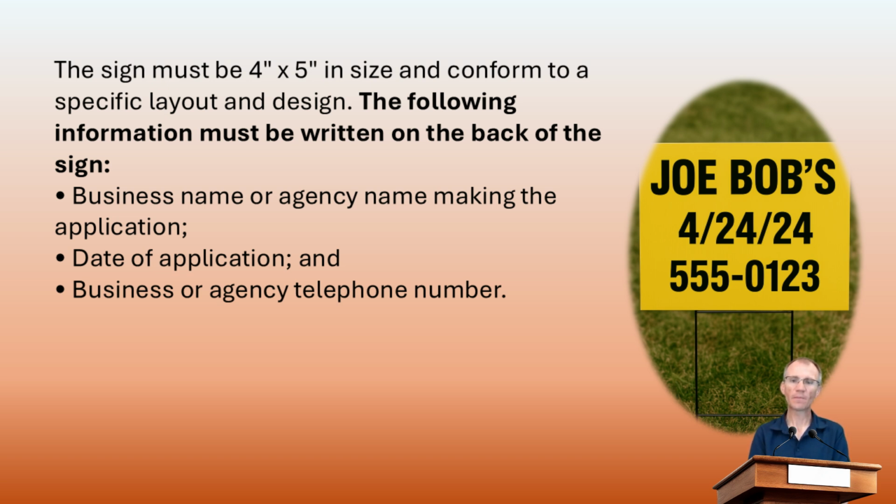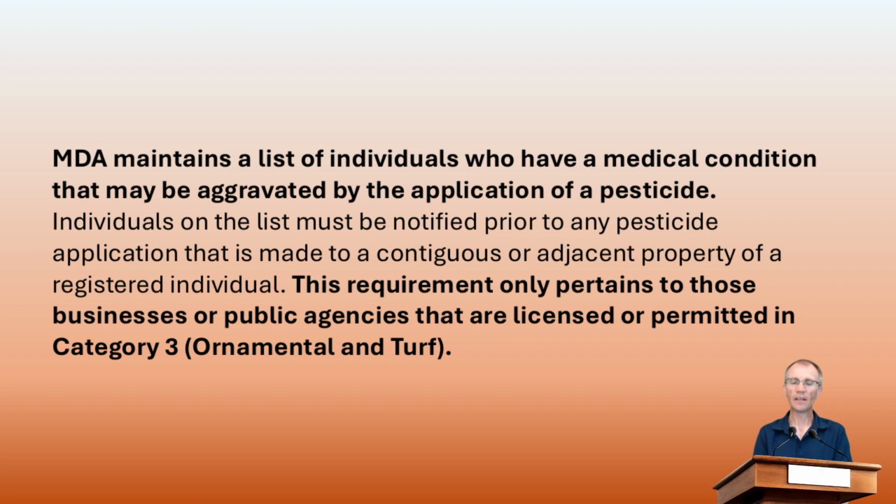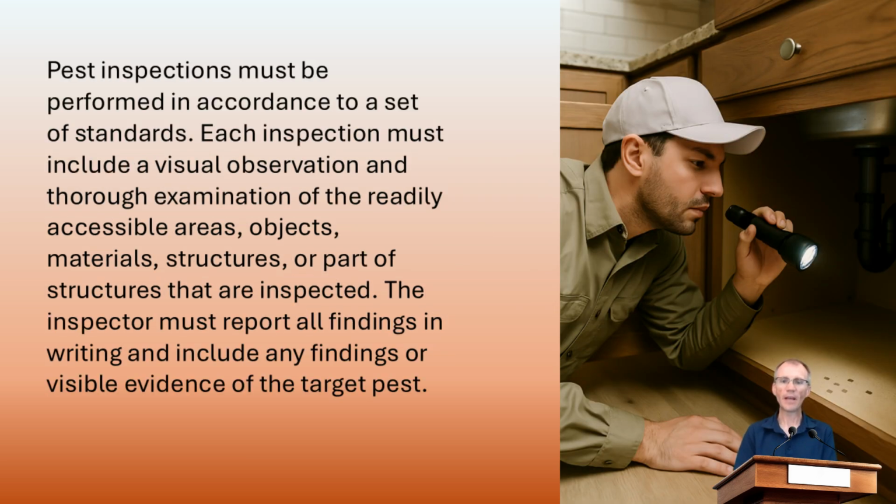The following information must be written on the back of the sign: business name or agency name making the application, date of application, and business or agency telephone number. MDA maintains a list of individuals who have a medical condition that may be aggravated by the application of a pesticide. Individuals on the list must be notified prior to any pesticide application that is made to a contiguous or adjacent property of a registered individual. This requirement only pertains to those businesses or public agencies that are licensed or permitted in Category 3 ornamental and turf.